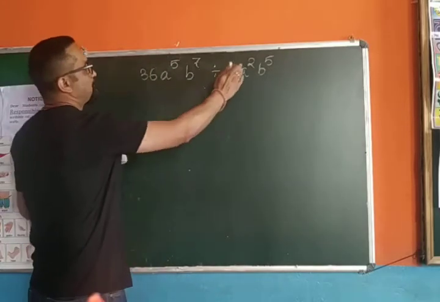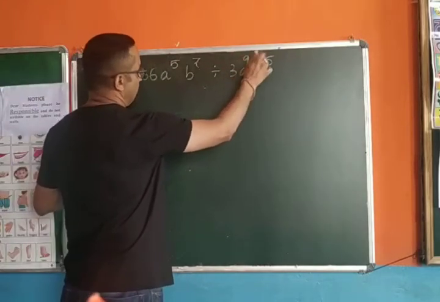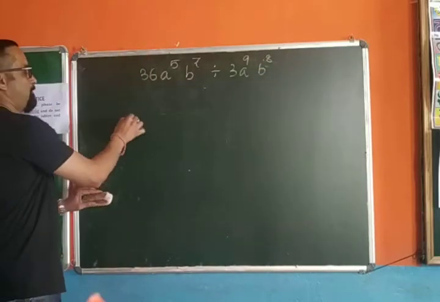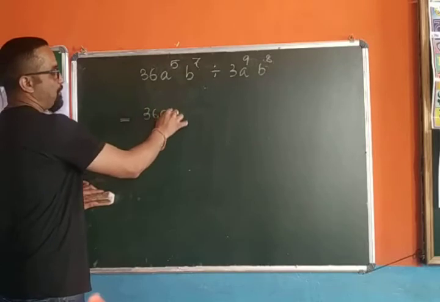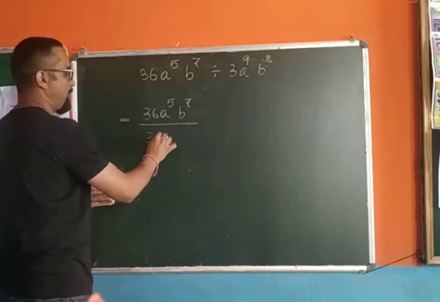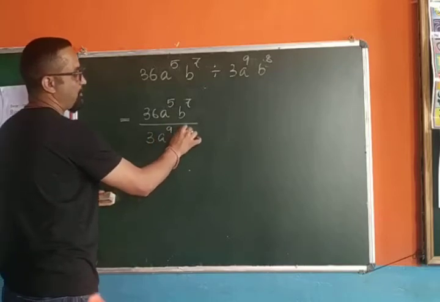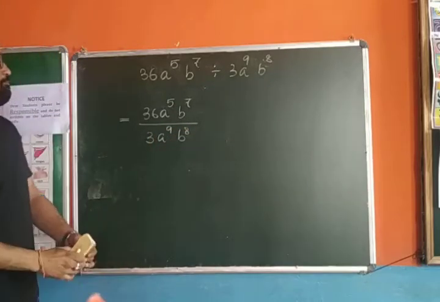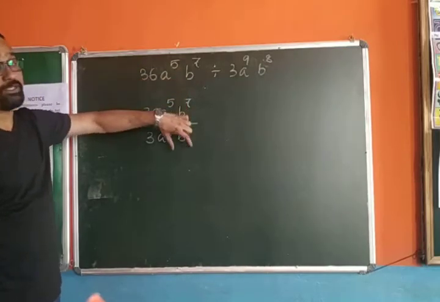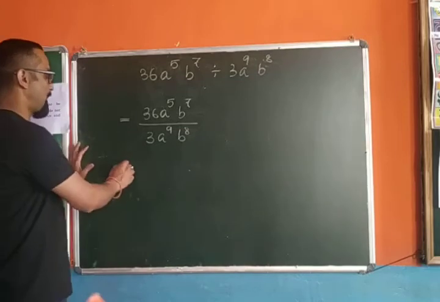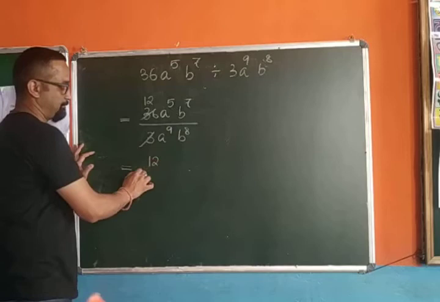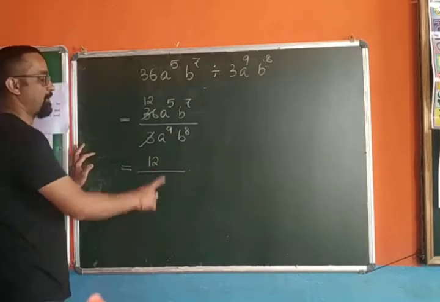Same question. Suppose this one is 9 and this one is 8. Look at this. 36 a to the power of 5 b to the power of 7 divided by 3 a to the power of 9 b to the power of 8. Powers at numerator are smaller, powers at denominator are greater. So you cancel this 3 12 times, write 12 at numerator.